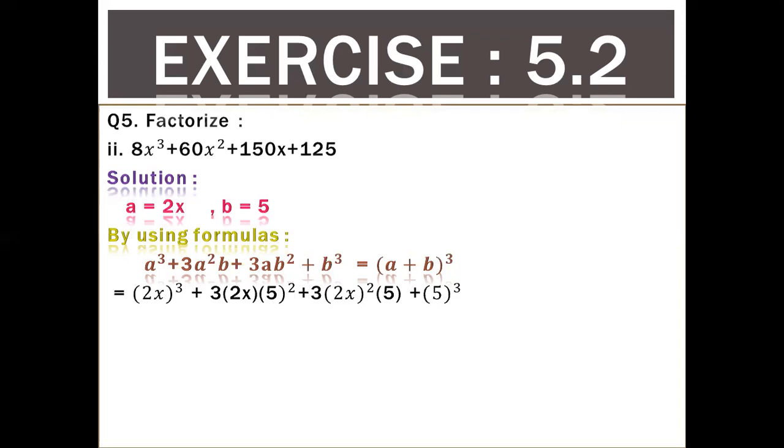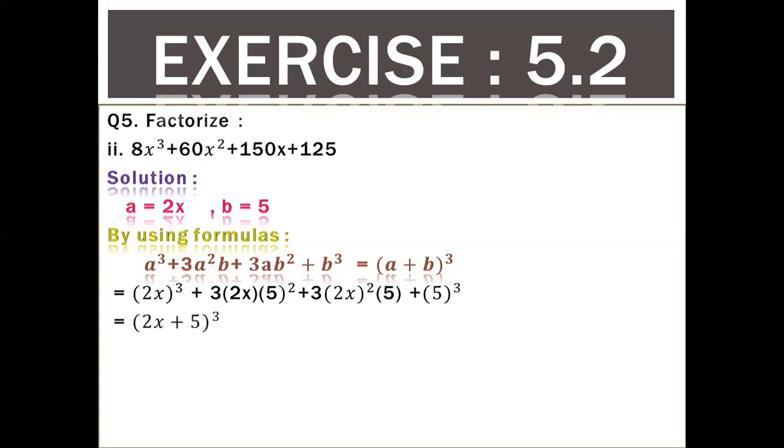3a square b, 3 into 2x into 5 square plus 3ab square, 3 into 2x whole square into 5 plus 5 cube, a cube plus 3ab square plus 3a square b. Only here the number of the square is changed. The formula is correct. Plus 5 cube. This is equal to what?